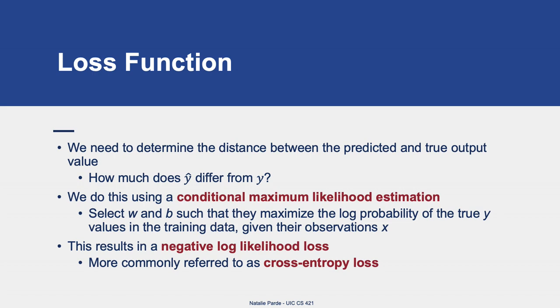We use loss functions when we need to determine the distance between predicted and true output values, and we do so using conditional maximum likelihood estimation. When computing conditional maximum likelihood estimation, we select our weights and bias terms such that they maximize the log probability of the true valued instances in our training set, given our observations or feature vectors. By maximizing the log probability, we end up with a negative log likelihood loss, which is more commonly referred to as cross-entropy loss.